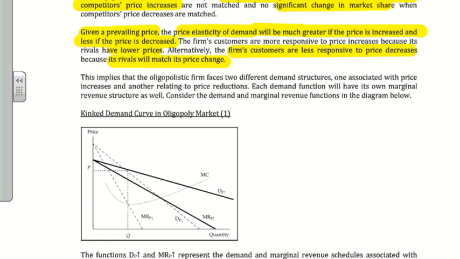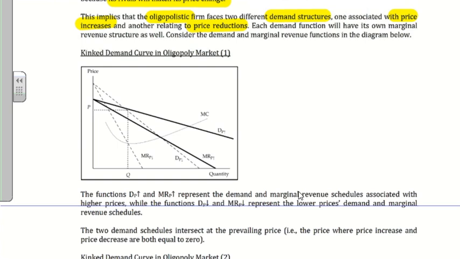Based on those two possible options, an oligopoly has two different demand structures. One of them is associated with price increases, and the other one looks at price reductions. Let's have a look at the first one.